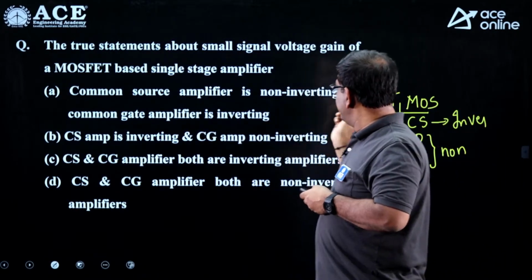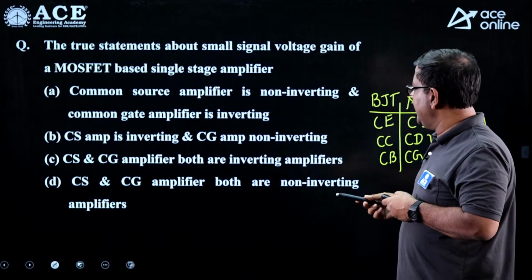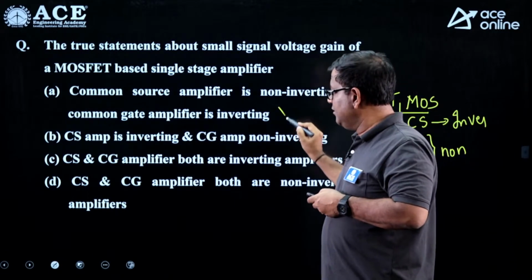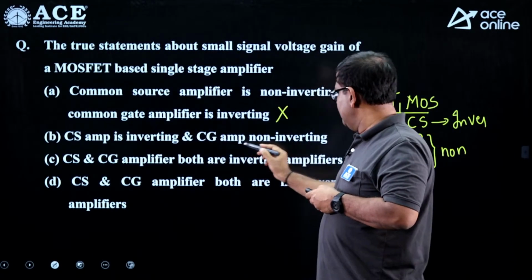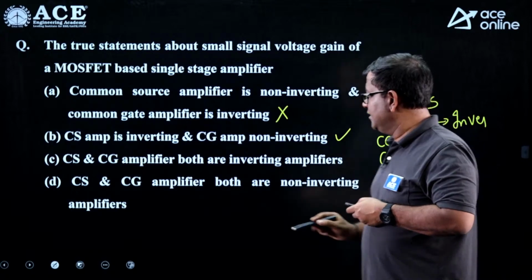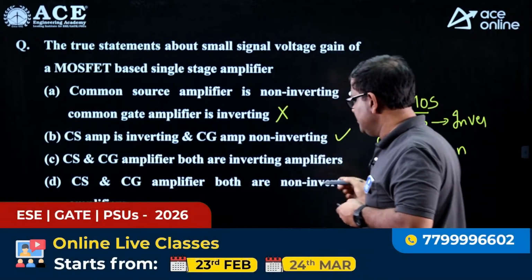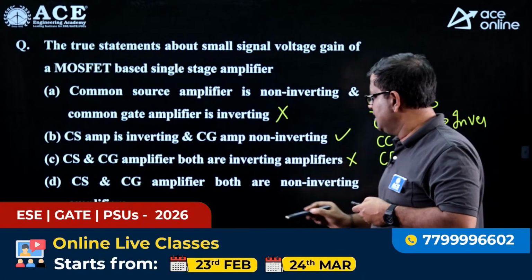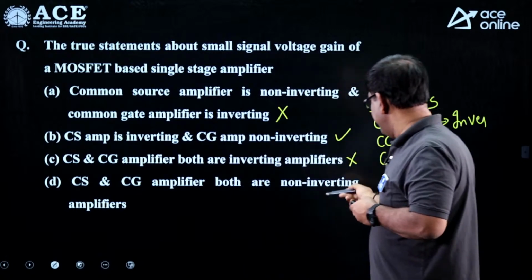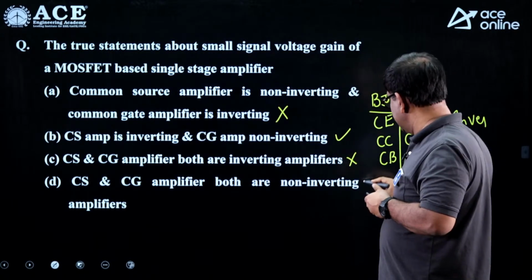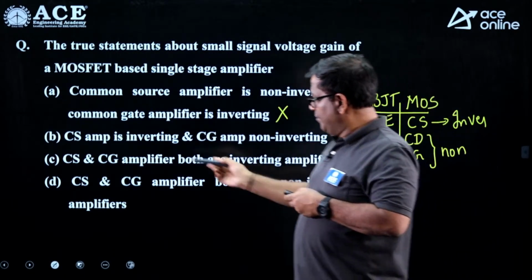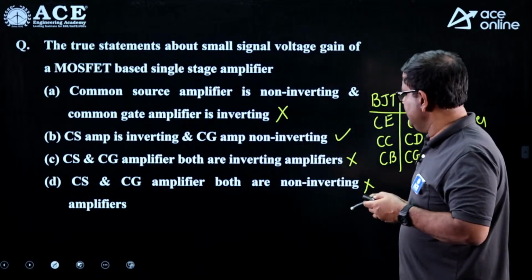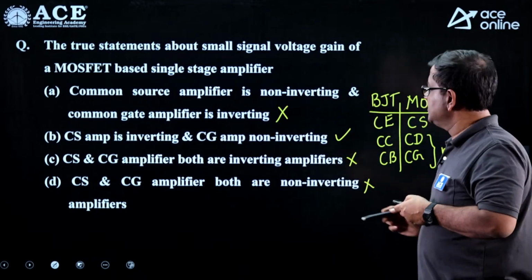Common source amplifier is non-inverting and common gate amplifier is inverting. This is wrong. Common source is inverting, common gate is non-inverting. Whenever they say and, it means it is wrong. So common source is inverting and common gate is non-inverting. This is the right answer.